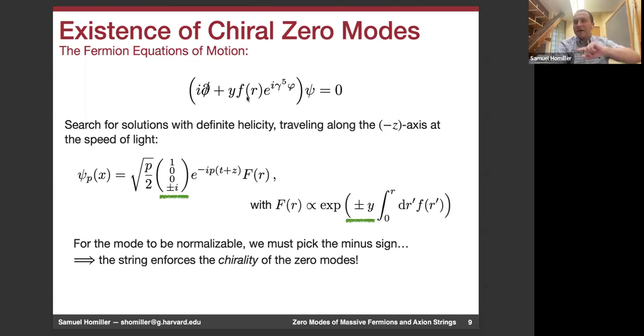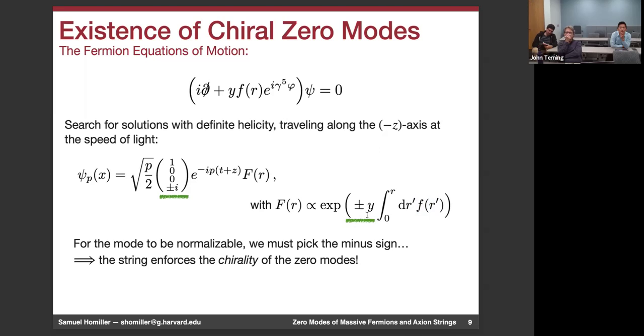But the complex scalar has a profile that looks like this. I think I already showed it. It approaches V at large distances, but goes to 0 at the core of the string. And so the fermions are localized at the core because they just follow that string profile. I'll come back and show lots of plots of this in just a minute too.